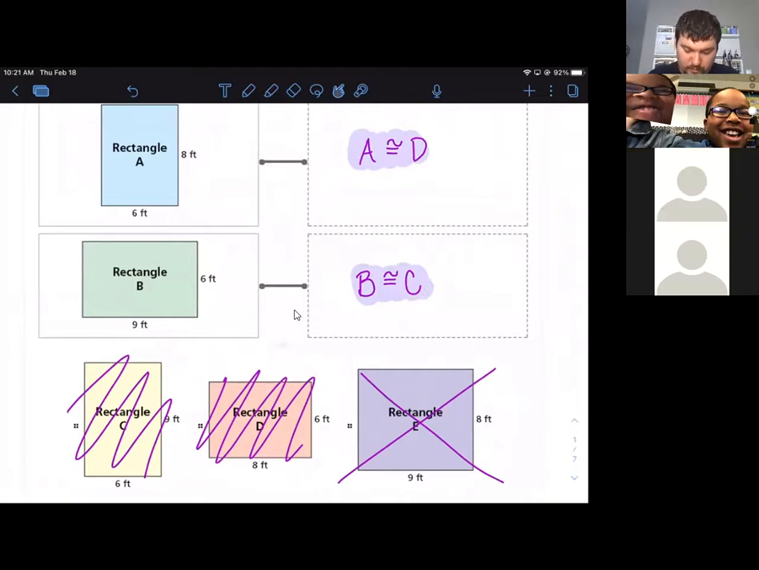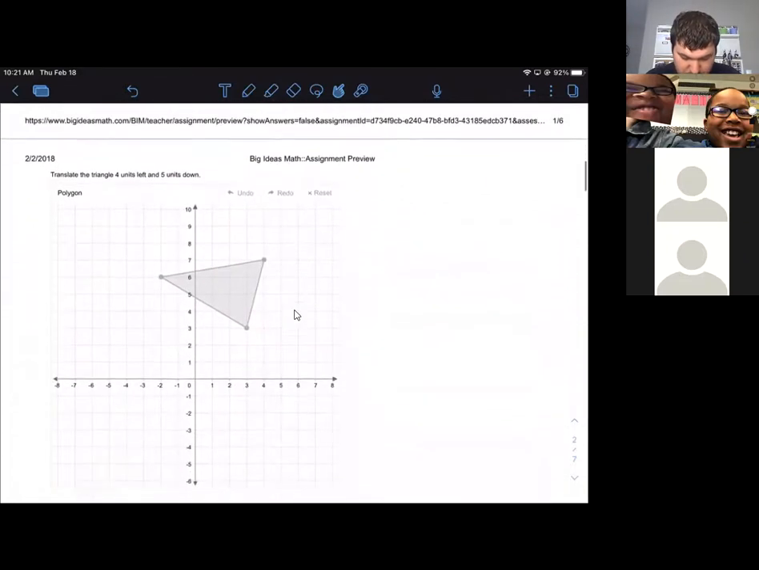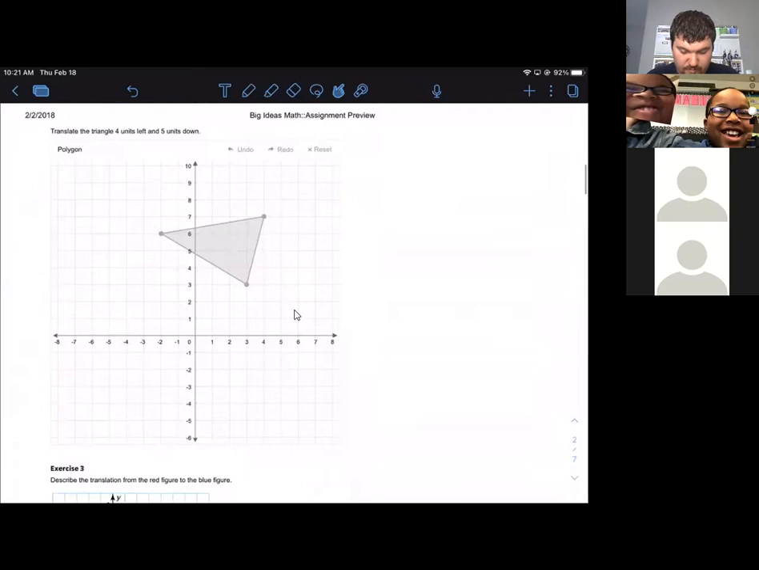All right, number two. They want us to translate this one. So every time they ask us to do this, I'm going to do it on my iPad. What you guys are going to do is help me with the arrow notation.